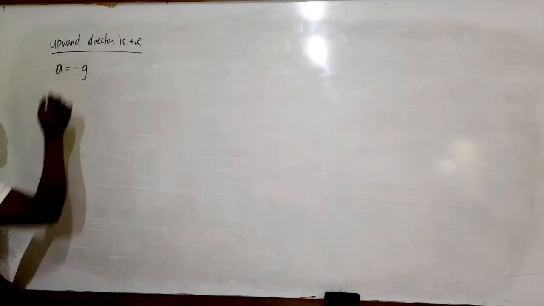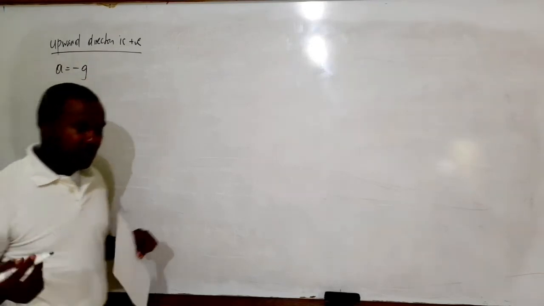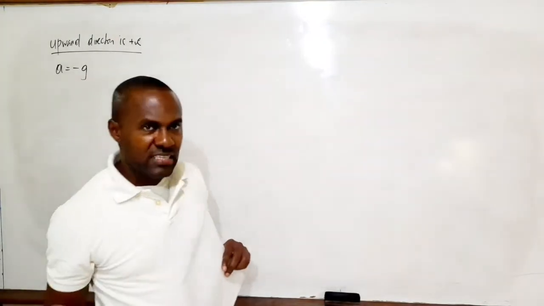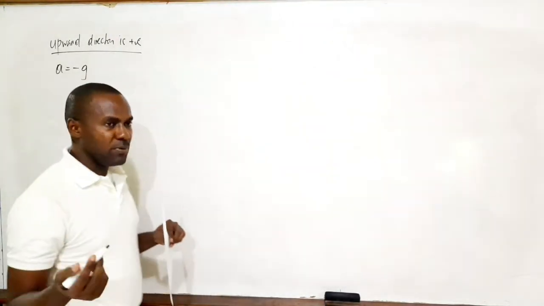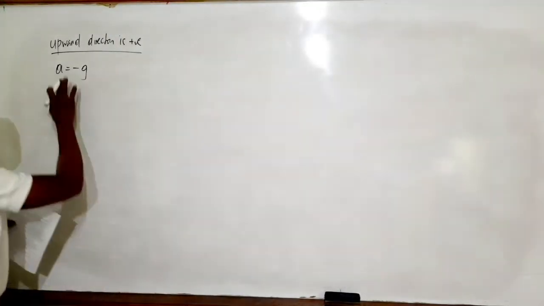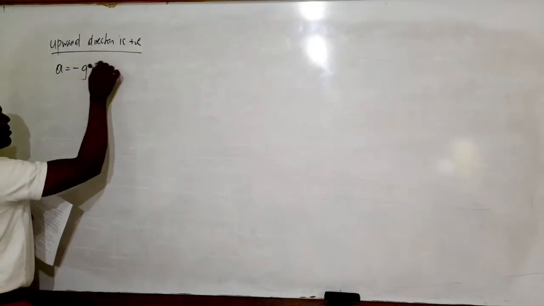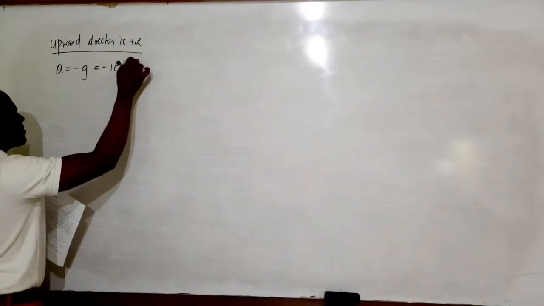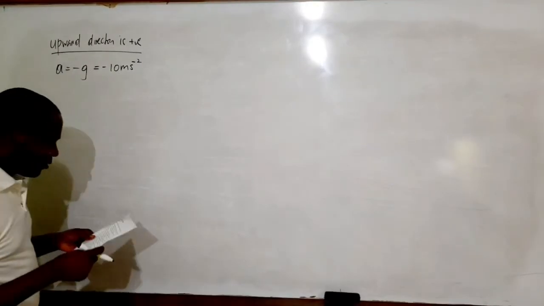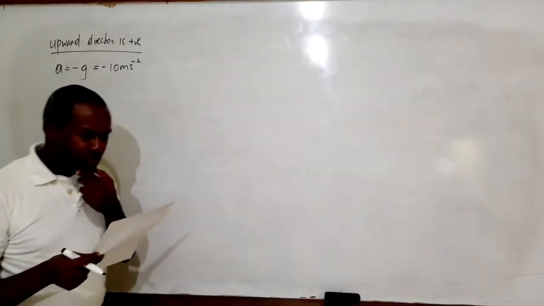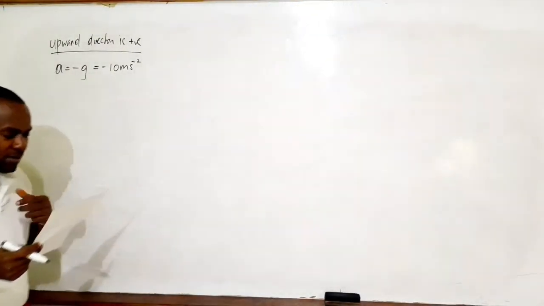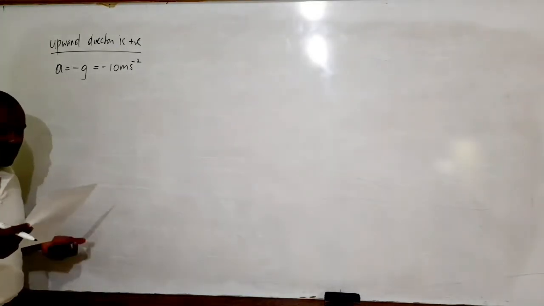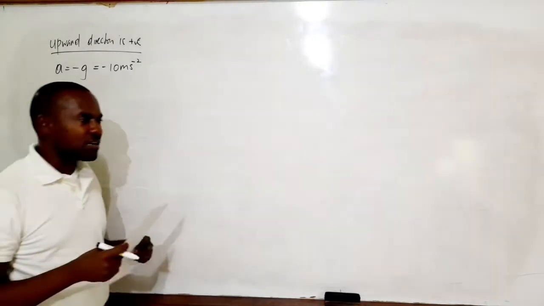So we're going to say the upward direction is positive, and this therefore means that our acceleration a is equal to minus g. Now for simplicity and for ease of calculation, we'll use g as 10 and not the true value of 9.81, but 10. So a equals minus g is equal to minus 10 meters per second squared. Now we're told that this stone is fired vertically upwards and lands 5 seconds later.